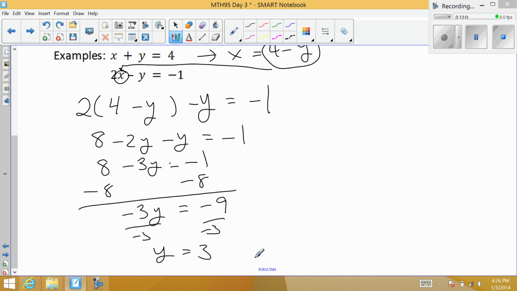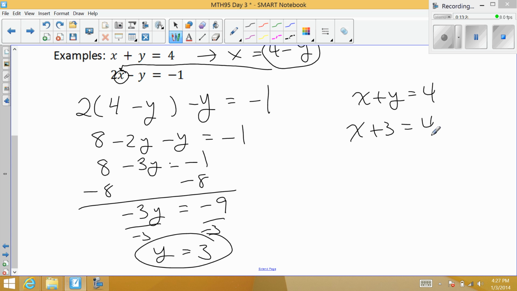Am I done? No, because it takes two numbers to make one solution. I've found the y coordinate, but I also need to find the x coordinate. Once I've got this, though, I can go back to the original problem, take either of the two equations, say the x plus y equals 4. I now know that y is 3, so I can put 3 in for y, and now solve for x. And so my solution is x is 1 and y is 3.